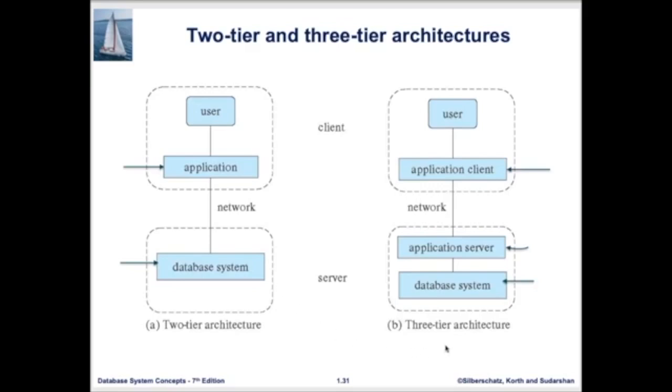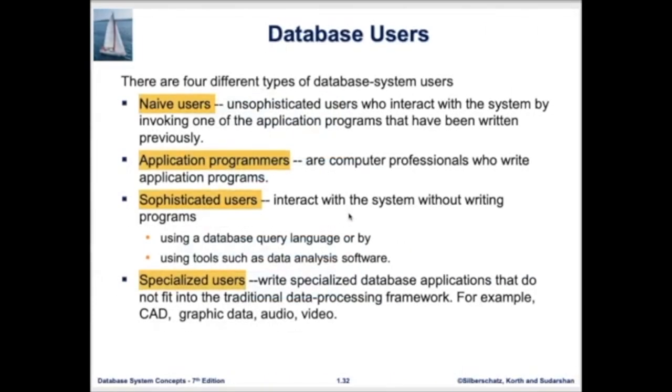And then, kapag three-tier architecture naman, yung application mo is composed of two parts. Meron kang application client na nasa client side, and then meron kang application server na nasa server side. Okay. So, sila yung nag-uusap, and then the application server requests for connects to the database system in the server. So, ito yung main difference ng two types of architecture.